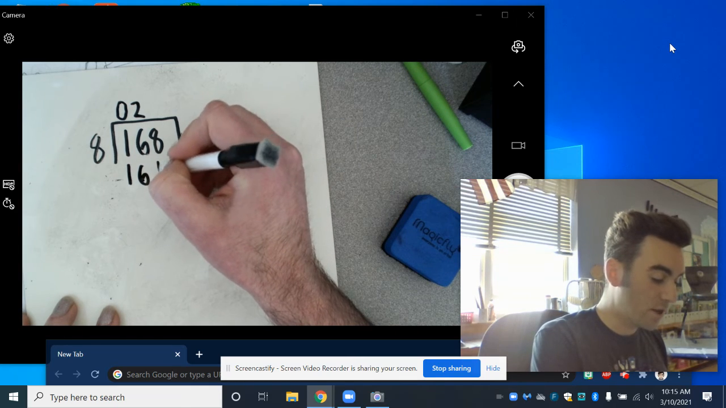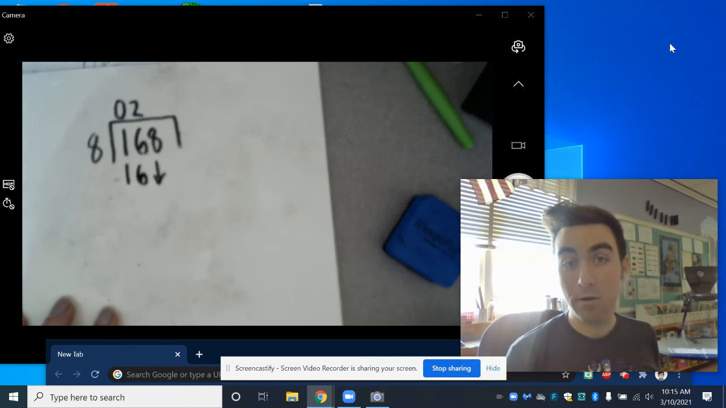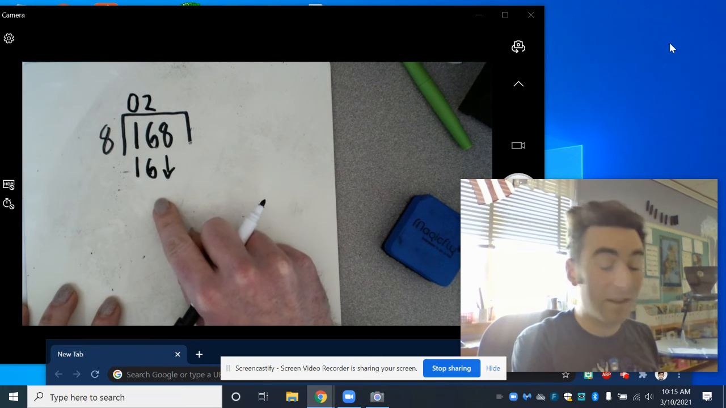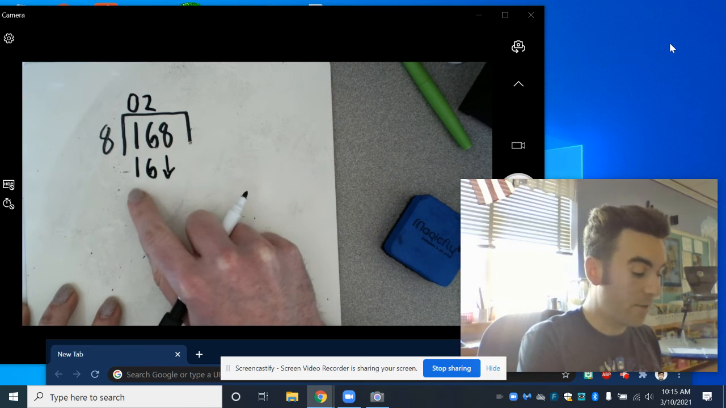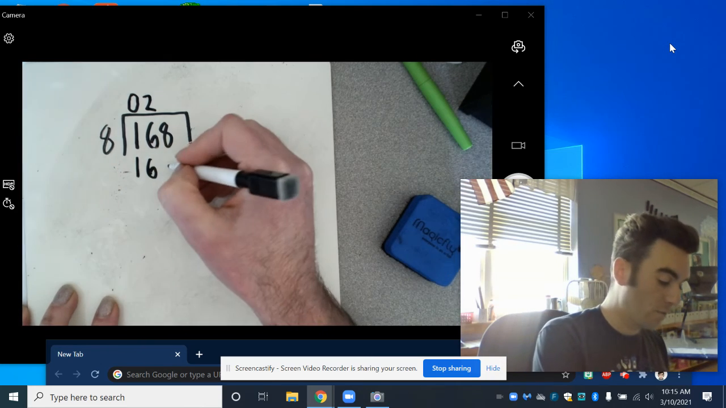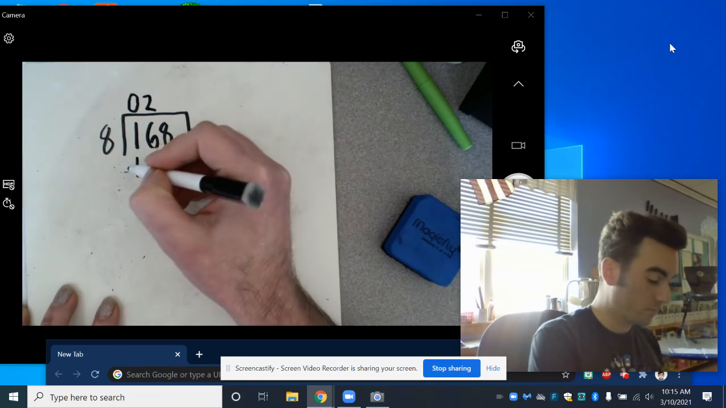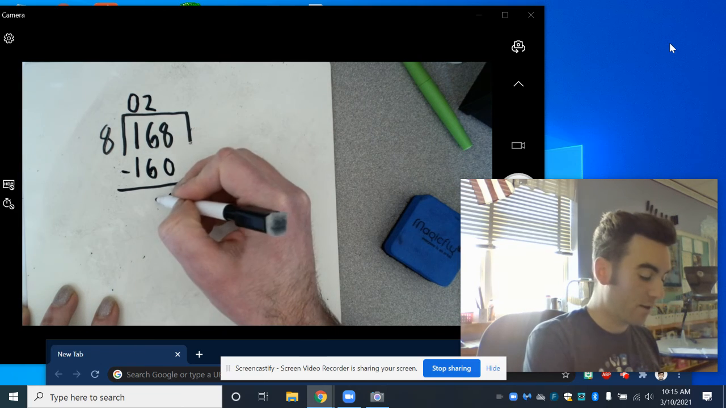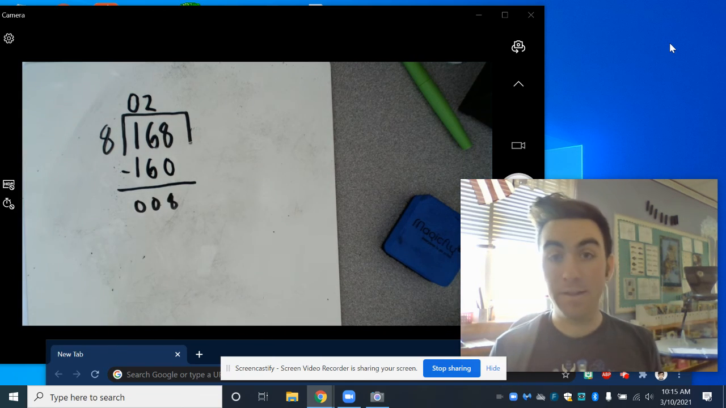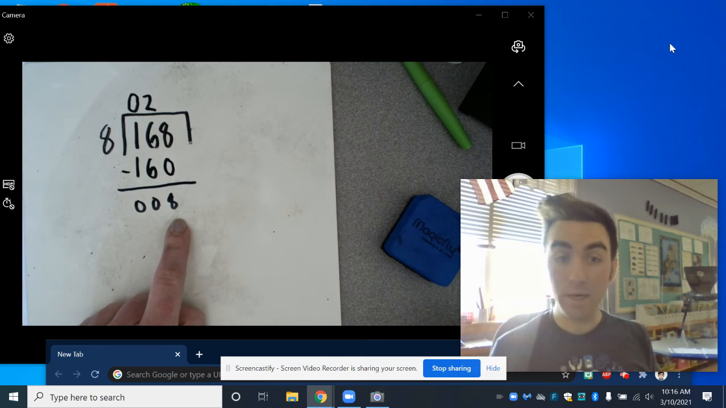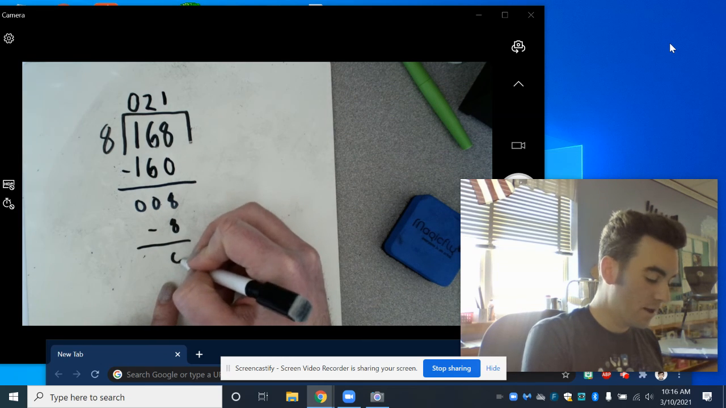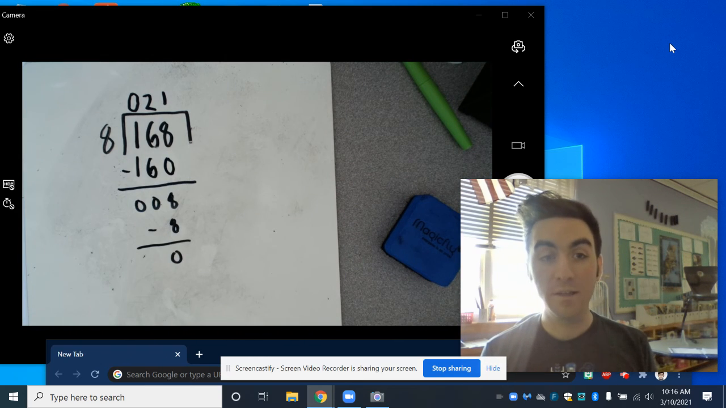Now, some of you might see your teachers put an arrow down. An arrow and a 0 mean the same thing. They're both place value holders right here, so that we know that we're not just taking out 16 from our 168. We're taking out 160. So I prefer to show that with a 0. And now I have 8 minus 0 is 8, and 16 minus 16 is 0. And then next, we know that 8 goes into 8 one time. So I'm going to subtract one group of 8 from 8 to get 0. And here we still have that 168 divided by 8 is 21.